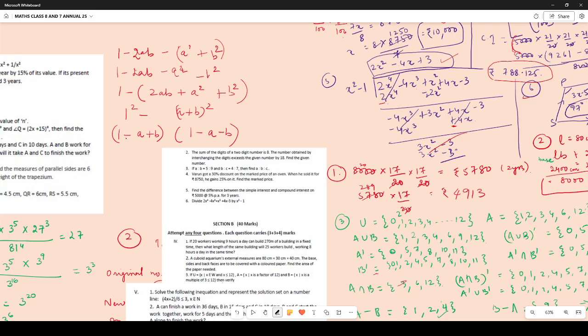So 1 minus a plus b, a plus b, 1 plus, sorry, just a minute, this will be a minus, this will be plus 1 plus a plus b, 1 minus a plus b, a plus b, so a plus b since it is in bracket, so this will be 1 minus a minus b.